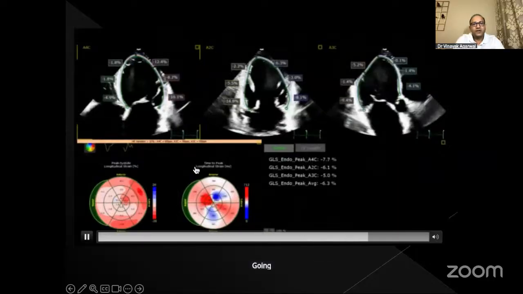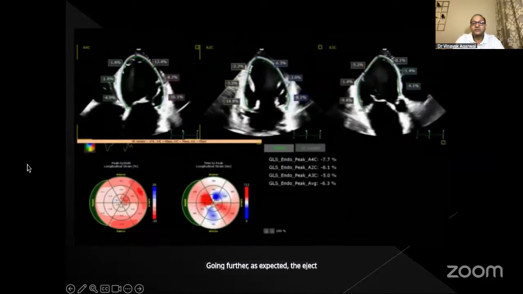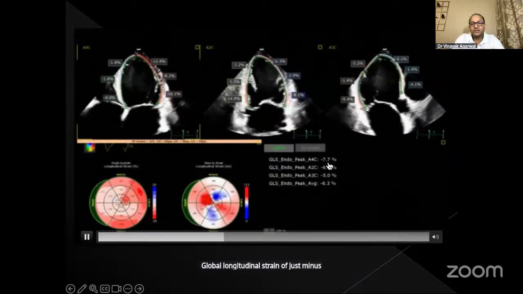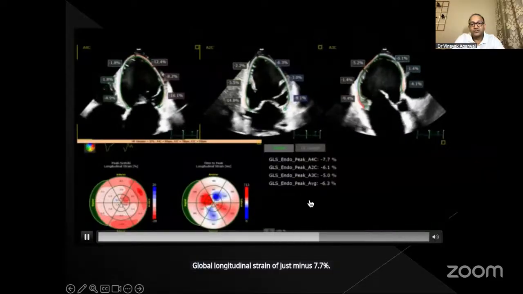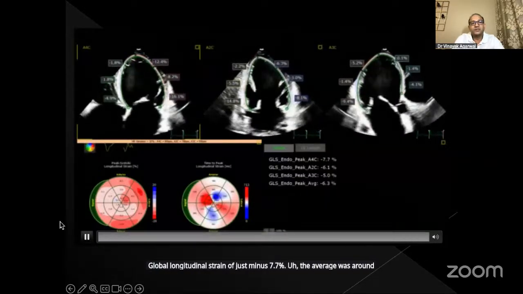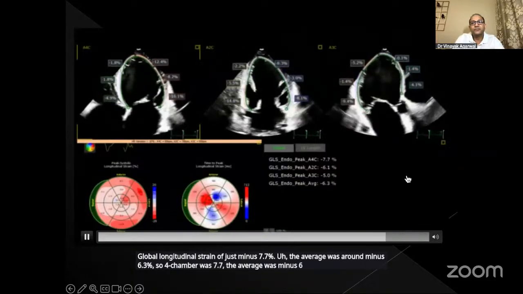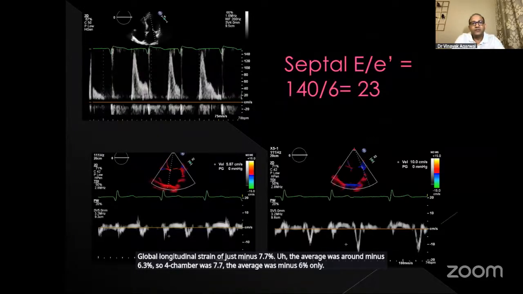Going further, as expected, the ejection fraction was very, very low, and so was the global longitudinal strain, at just minus 7.7%. The average was around minus 6.3%. So 4-chamber was 7.7, the average was minus 6% only.